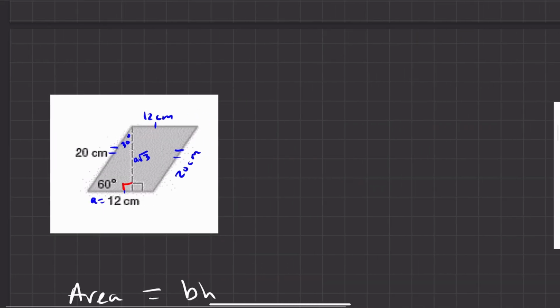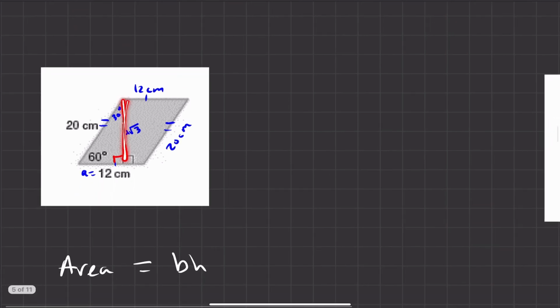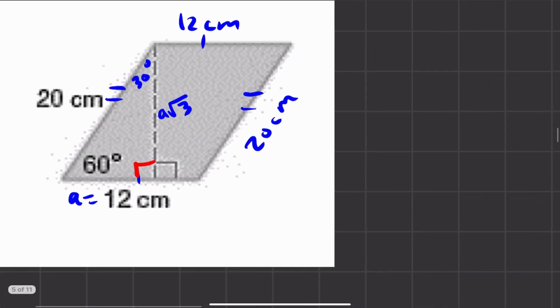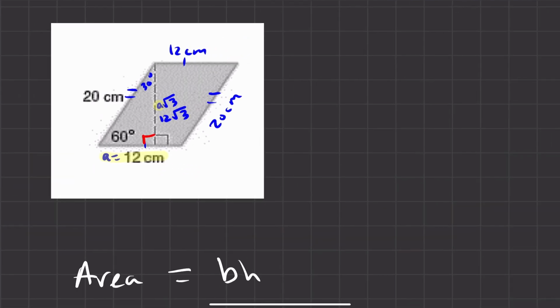But I only need this side here because I already found the perimeter, I don't need to figure out what this is, or the side here is. It's 20. That's great. So note that our A is given. We know what it is. It's 12. So if A is 12, then this height here is 12 root 3. Okay. So our base is 12, and our height is 12 root 3.